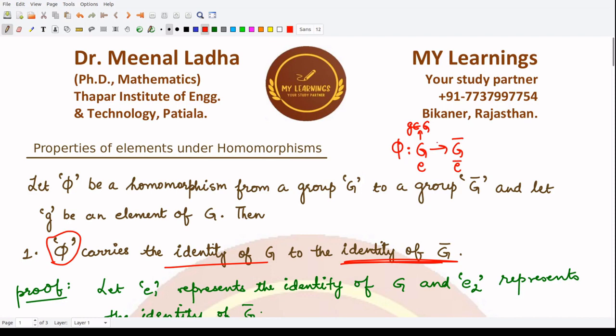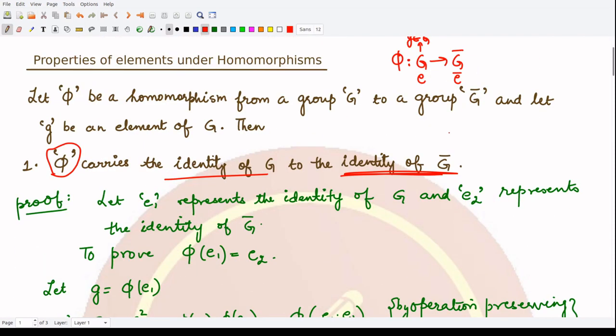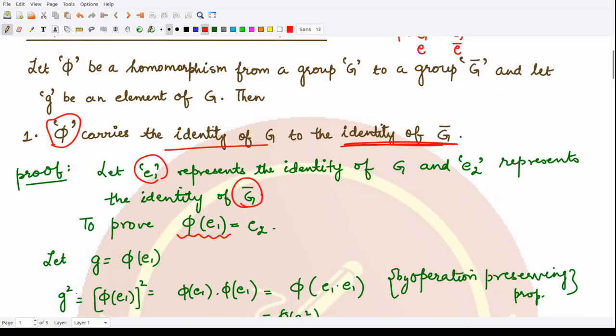And remember that we have studied the same property for isomorphism as well, and the proof is also similar. Let me give you the proof again. If we have E1 representing the identity of the group G and E2 representing the identity of the group G bar, then we have to prove that phi of E1 is equal to E2. So we assume that this is equal to g. So g is phi of E1. What would be g square? It would be phi of E1 whole square. Whole square means you can write it twice, correct?